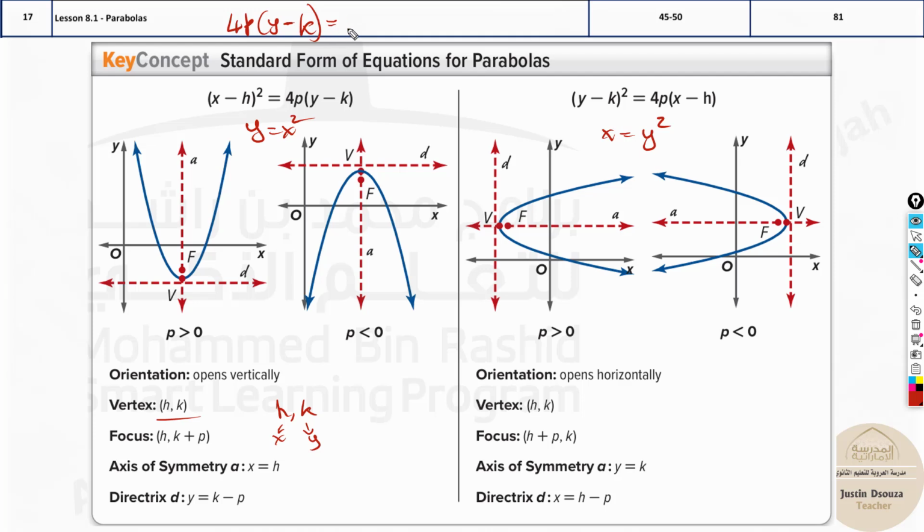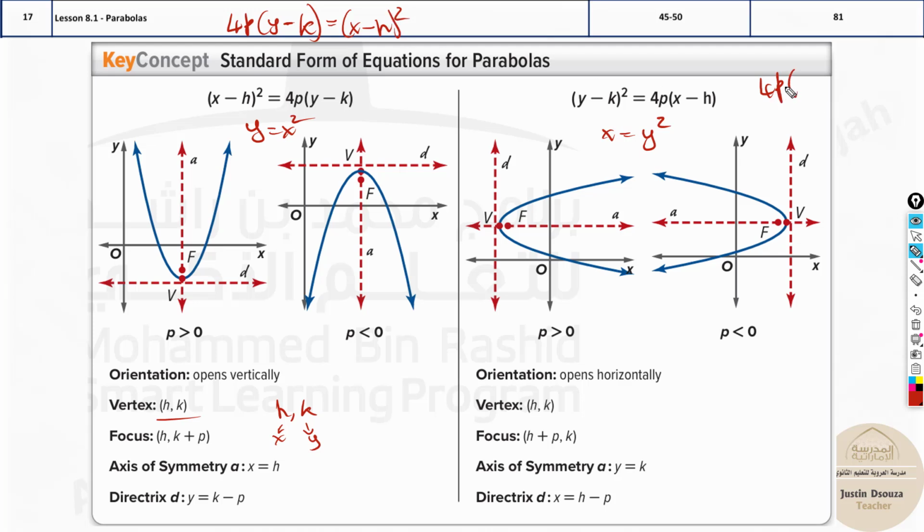This is equal to the other side, now y is x squared, right? x minus h the whole square. So this is how I write the standard form, because this is very easy. Whenever I write the standard form, I start with 4p to the left. Now here it's x equals y squared. Don't think 4p is towards y. No, it's always to the power 1. The other side will be power 2.